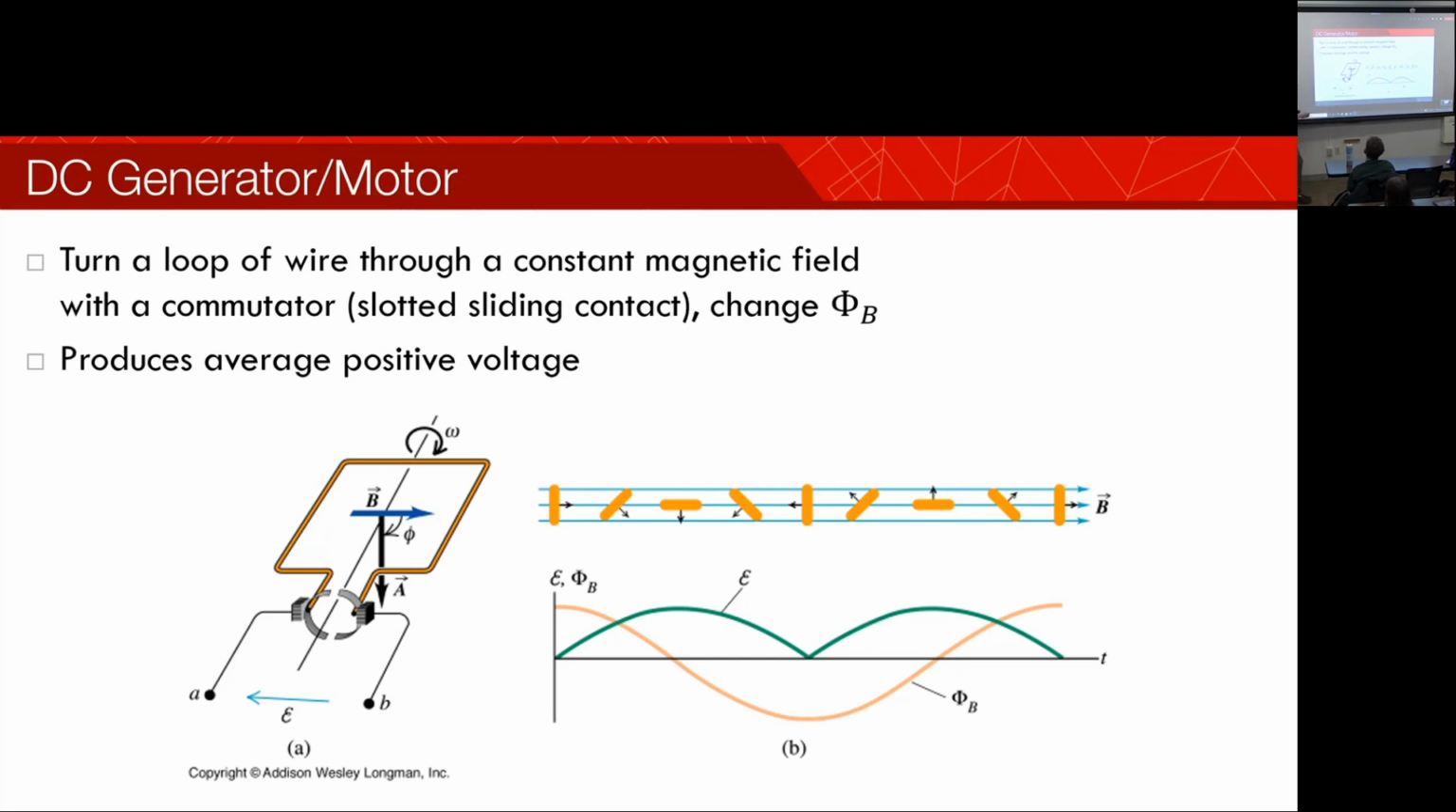And so that's how you can create an alternating current, or an alternating magnetic field, with a constant current. You just flip-flop which way your current is looking.